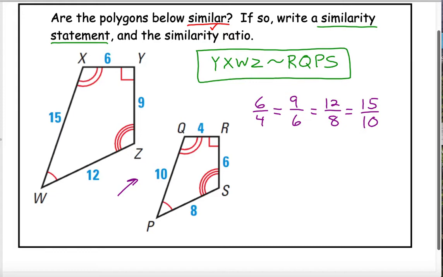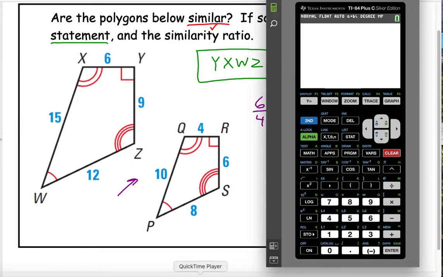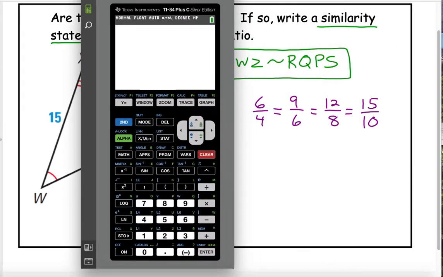All of these ratios have to be equal. How do I know if they're equal? Well, we know how to tell if fractions are equal. We could reduce them all and see if we have the same fraction. Or we could grab a calculator and divide them. That would be another way to do it. Sometimes that's easier depending on the fractions that we have.